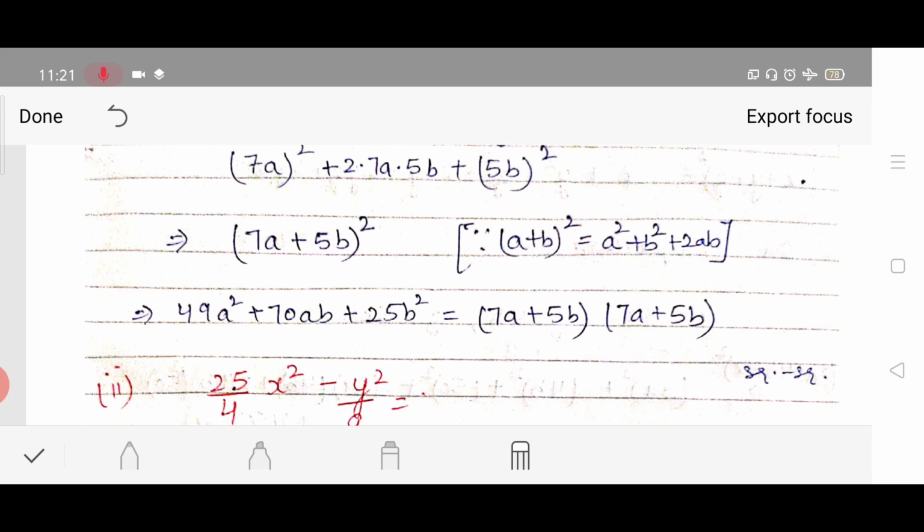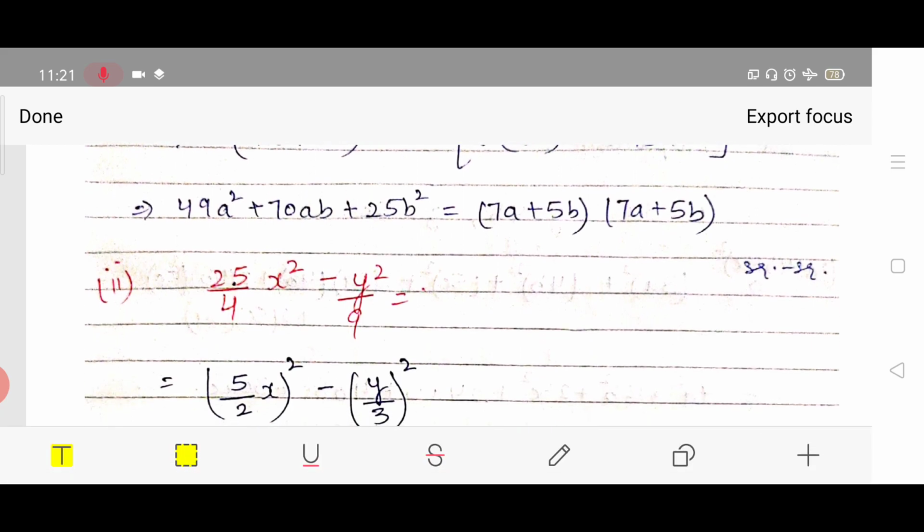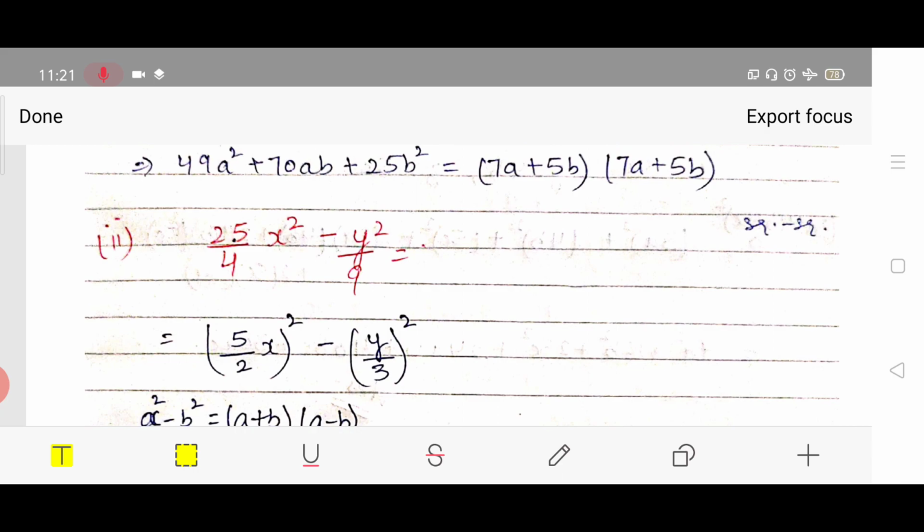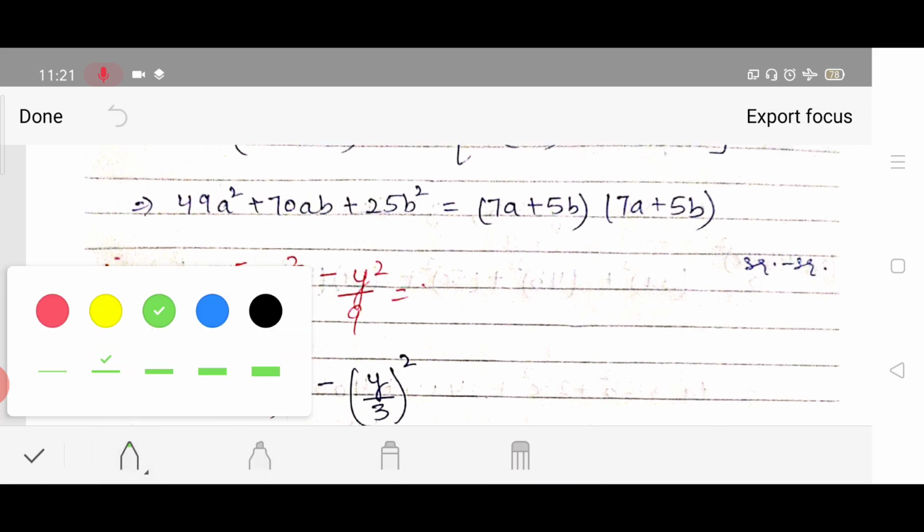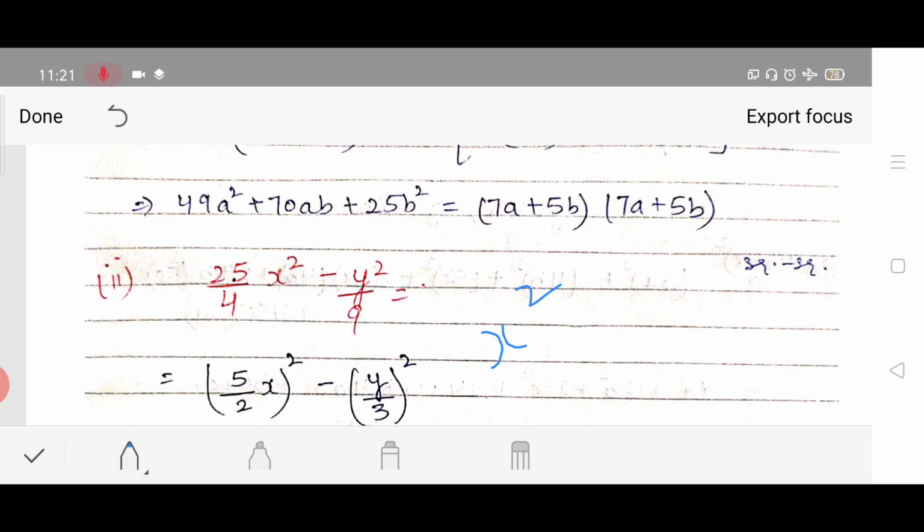Now moving on to the next question, again you have to factorize this: 25 upon 4x square minus y square upon 9. Again you can see here we are having two terms, both terms are squares. So if you recall the identity, we are having an identity that is x square minus y square. So the question seems like this identity, so we will try to convert this question into this form.